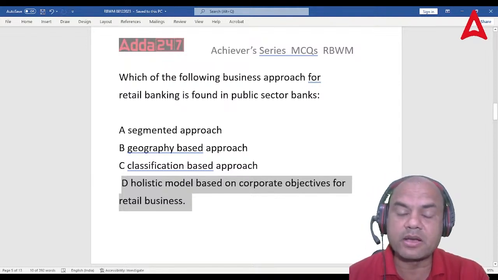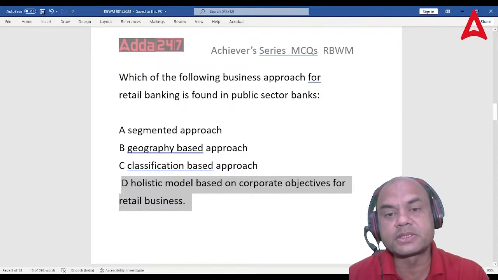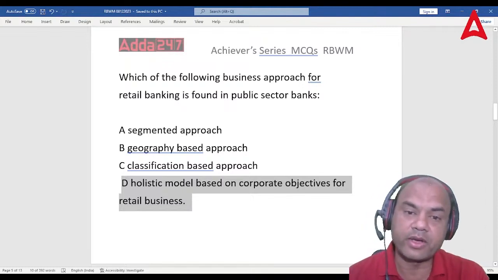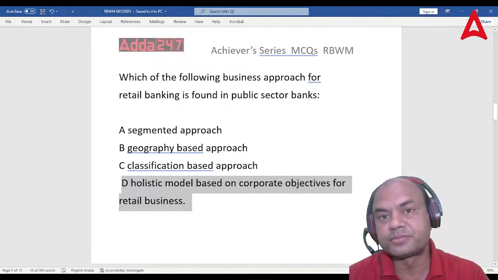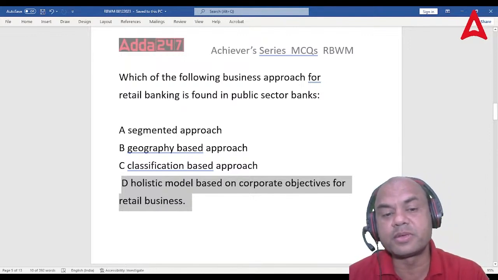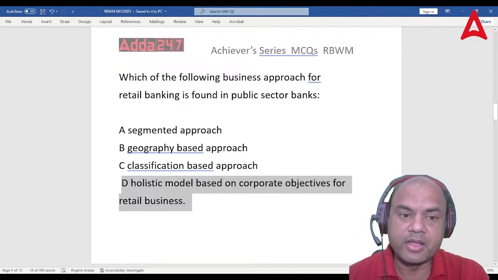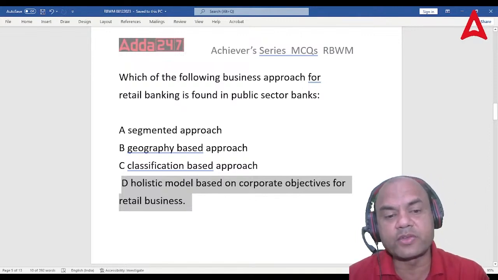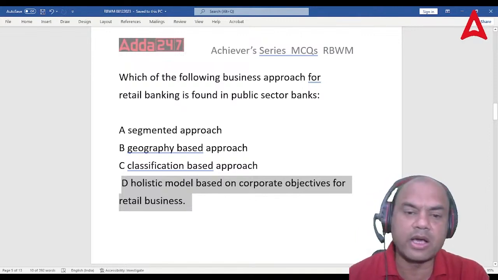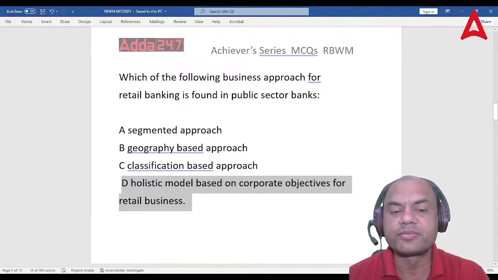Nowadays, even public sector banks have changed. You've seen the shares of public sector banks now in the stock market. Hugely up. Why? Because they have changed. They have changed the model. Earlier we had this model of classification based, geography based, everything we had it in our banks. Geography based also we added, classification based also we added, but now we are coming out of all these and now we are moving towards this.